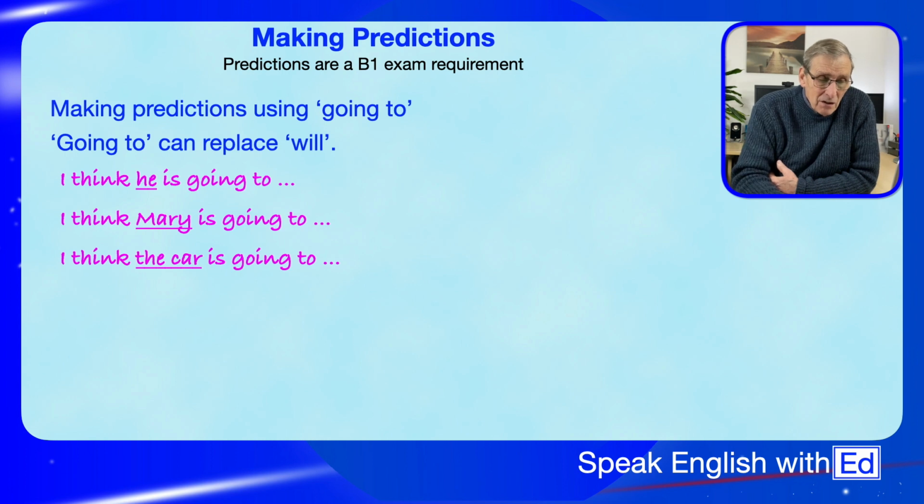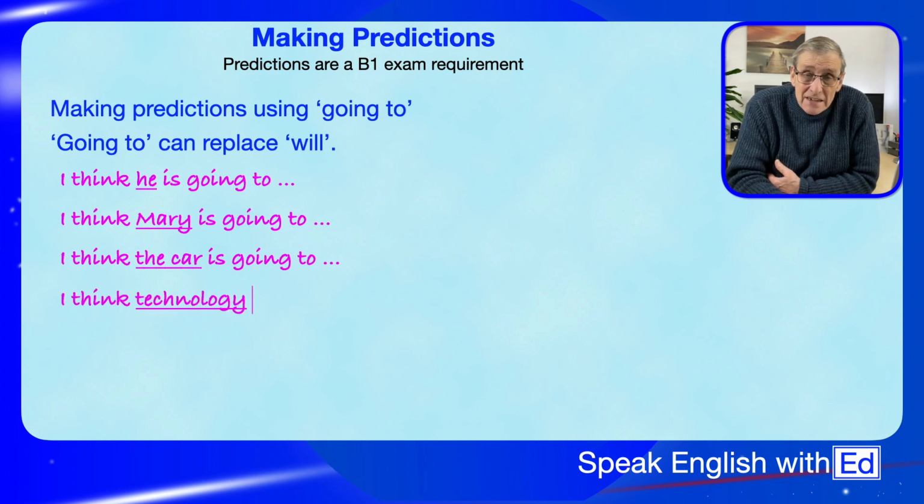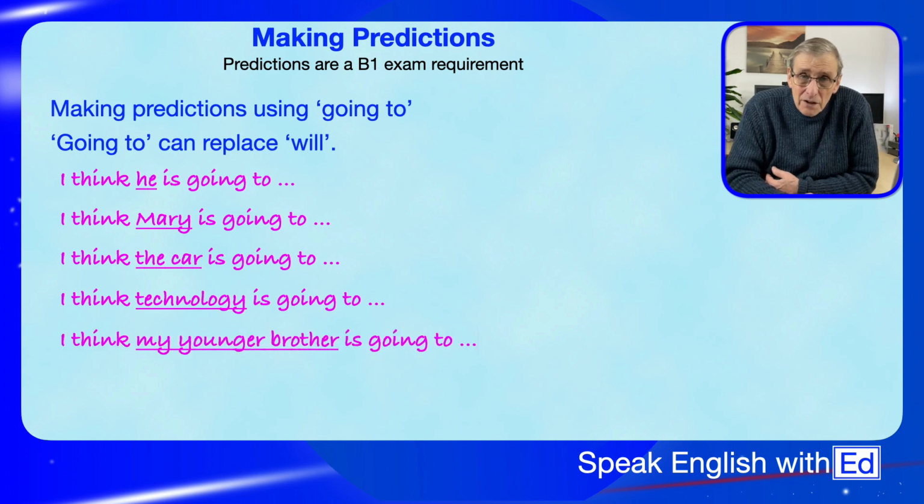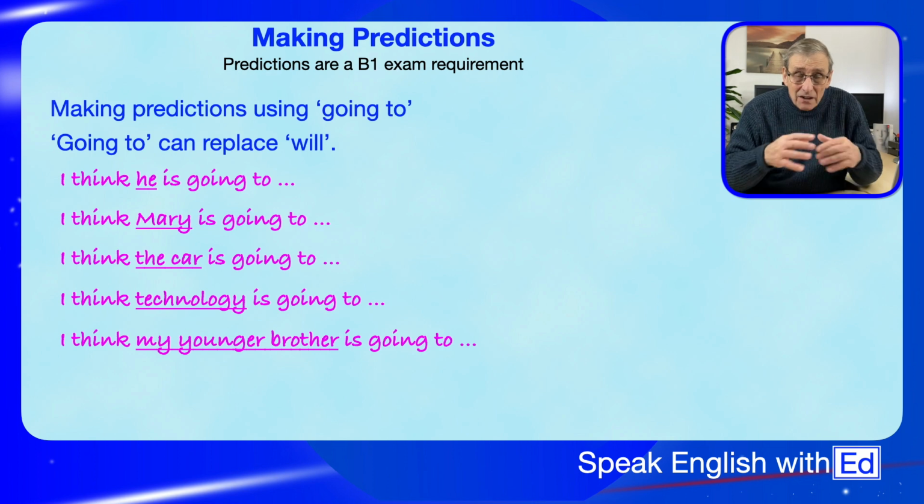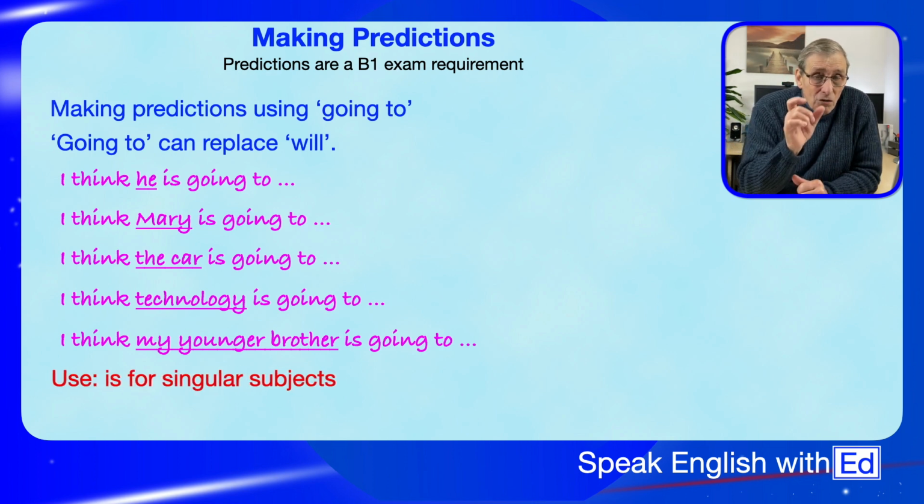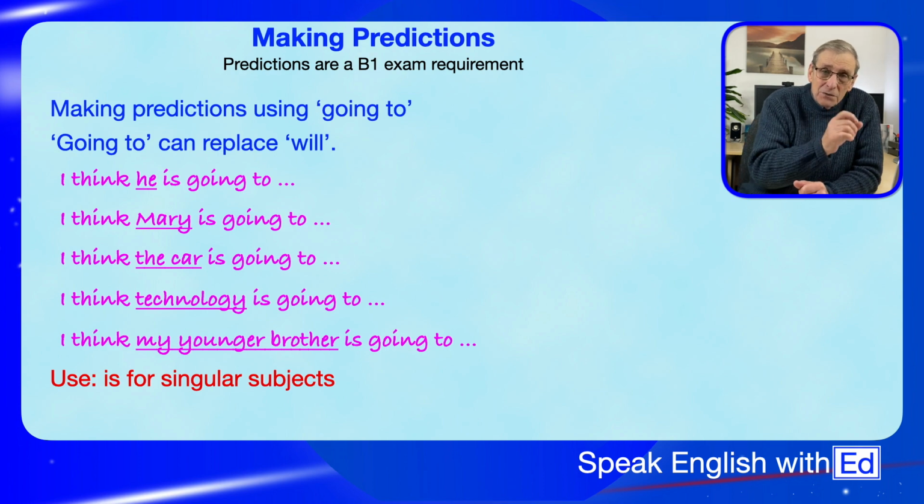I think technology is going to change at such an amazing pace, or I think my brother is going to do really well with his exams. You can just directly change it, but you need to put is. If you're using going to, you need to put the verb to be in there. Now, the verb to be is subject dependent, so you must put the right verb to be with the right subject.